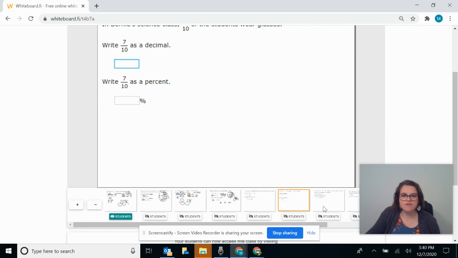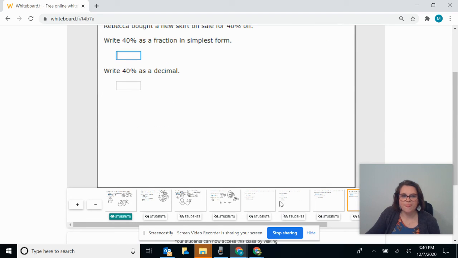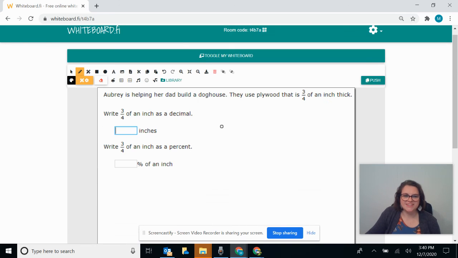Let me see which one's my favorite. All right, I like this one. Aubrey is helping her dad build a doghouse. They use plywood that is 3 out of 4, or 3/4, of an inch thick. Write 3/4 as a decimal. Write 3/4 as a percent. Okay. Hopefully you've memorized what 3/4 would be as a decimal and a percent, okay?